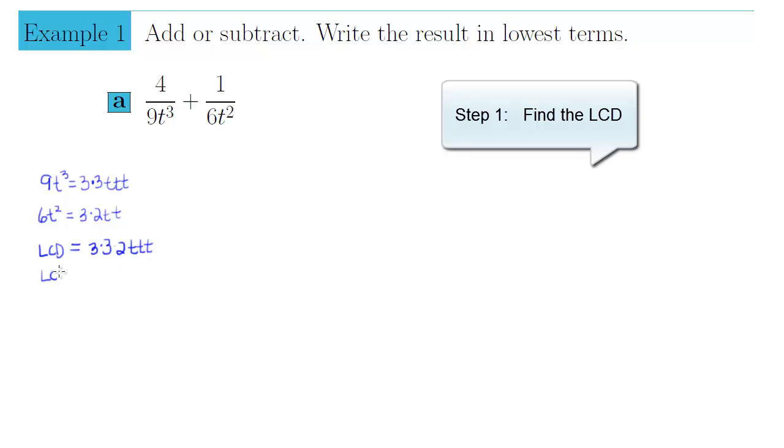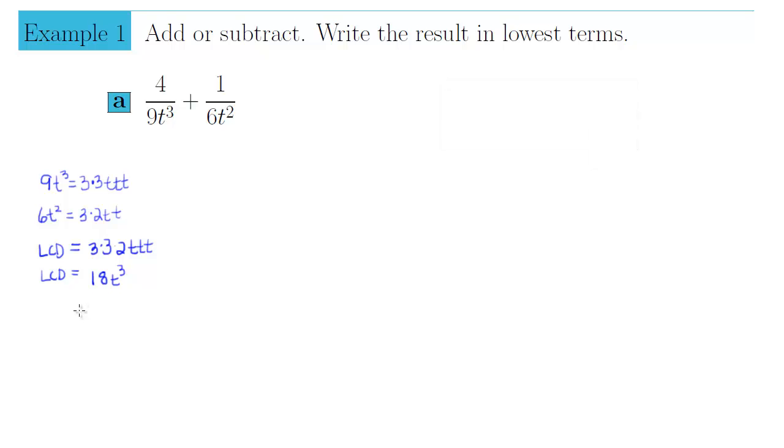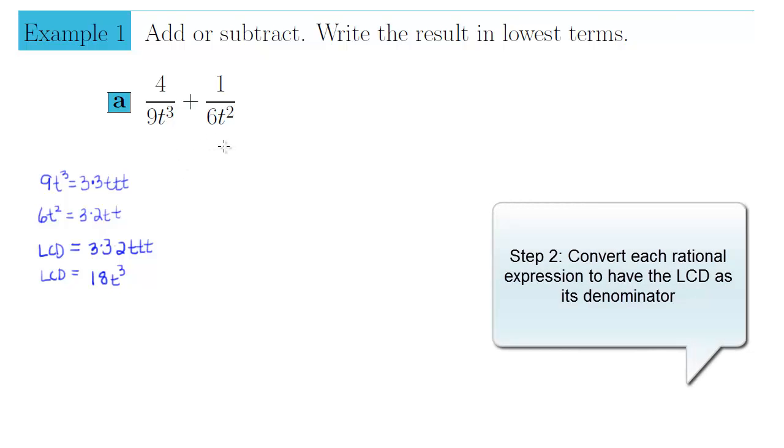Or, if you like, our LCD is simply 3 times 3 times 2, which is 18, and t cubed, t times t times t. That makes sense. 9t cubed and 6t squared both go into 18t cubed, and in fact this is the smallest thing they both divide into. Alright, that completes our first step. Now that we've obtained the least common denominator, our second step is to convert each of these rational expressions to have this new denominator of 18t cubed.